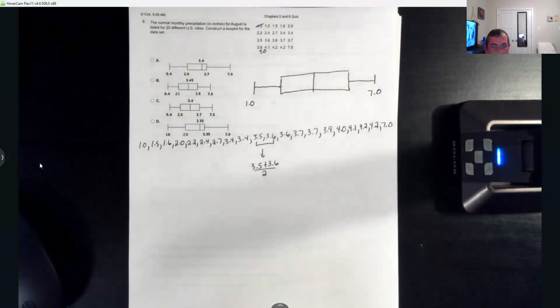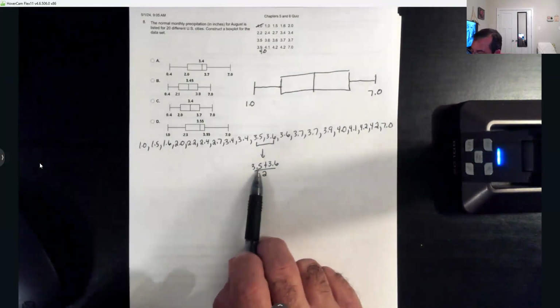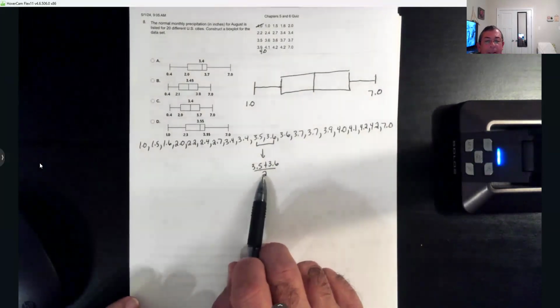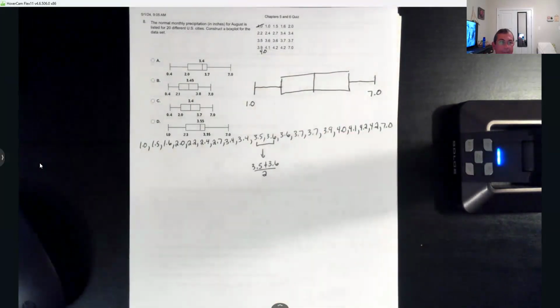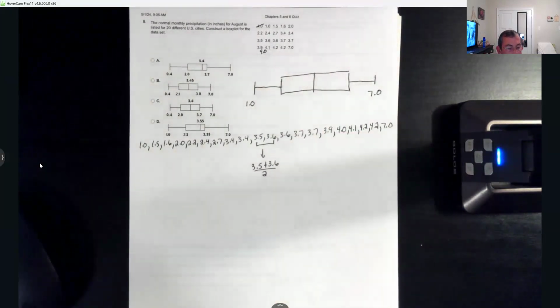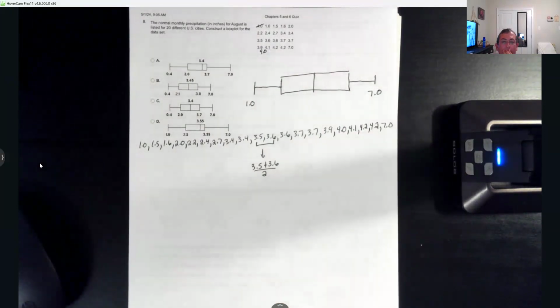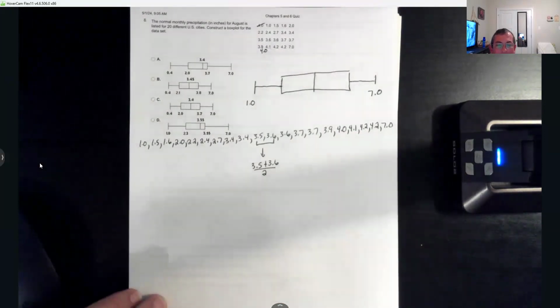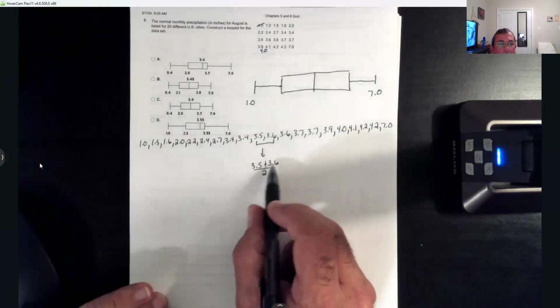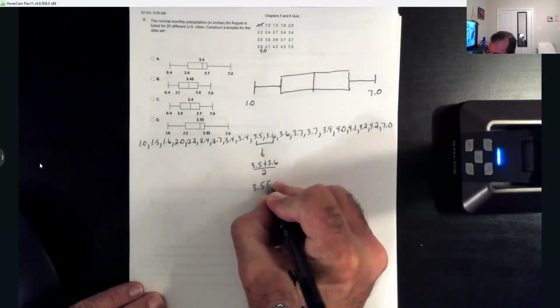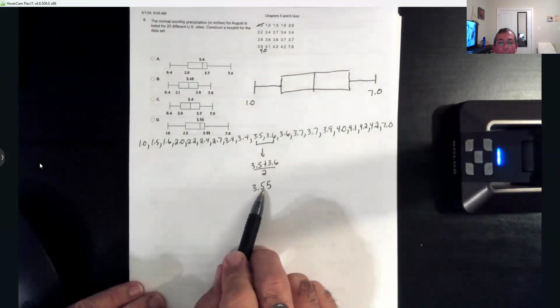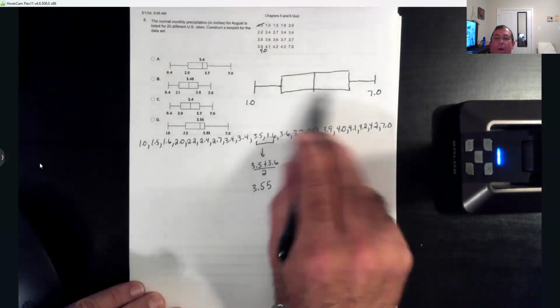All right, y'all. So one of y'all got a calculator? Add these together, 3.5 plus 3.6, divide that by 2, and that's going to give us our median. So if I add that and divide by 2, looks like I'm getting 3.55. So 3.55 is the median of all data.